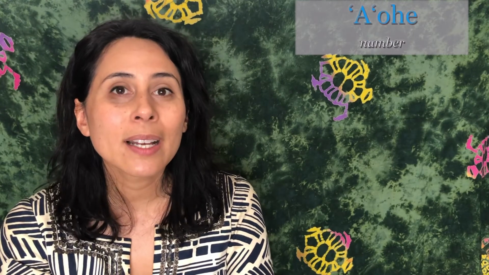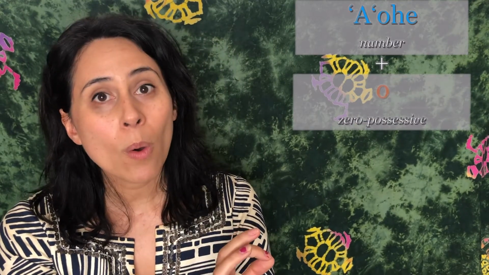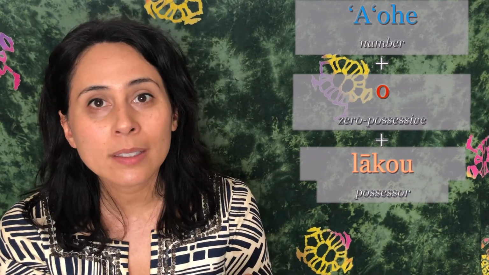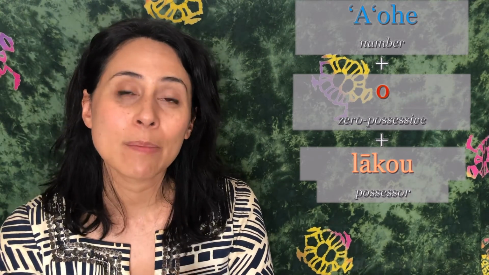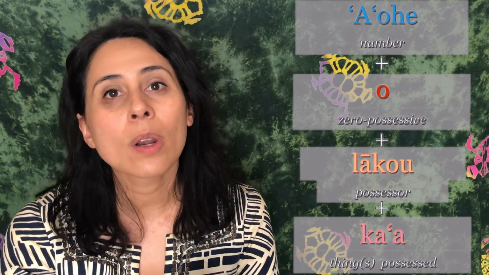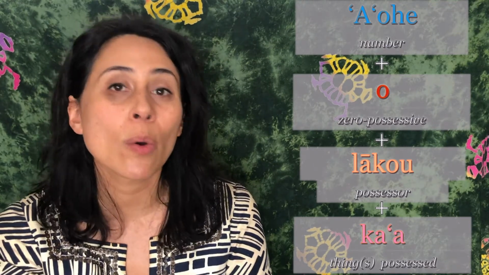And if you wanted to say they have no cars, again, start with our number, which is essentially zero, a'ohe. And then, because the possessor is a pronoun, we got a different order, you have your zero possessive, o, and your possessor, they. Let's use la ko again. And then finally the thing being possessed, ka'a. A'ohe o la ko ka'a. They have zero cars, or they have no cars.